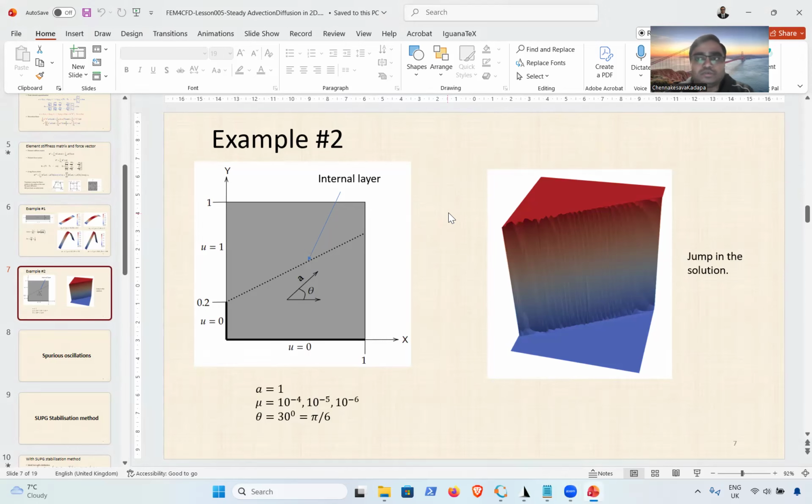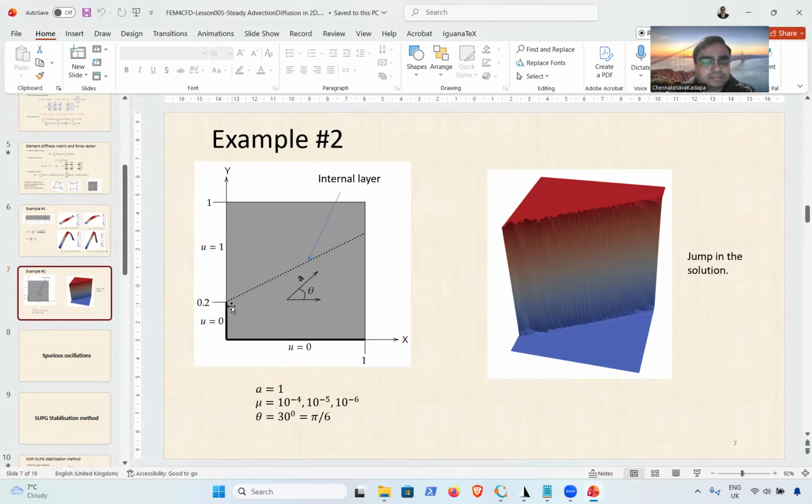Right. Okay. So we are going to solve one more example in the 2D advection diffusion case. This is a very interesting example and it helps us understand the concepts even more. This problem consists of a domain of size 1 by 1.